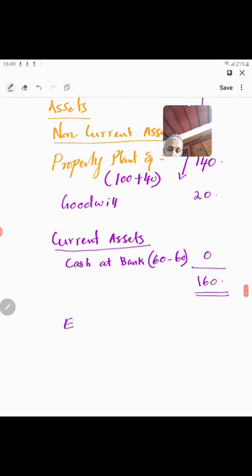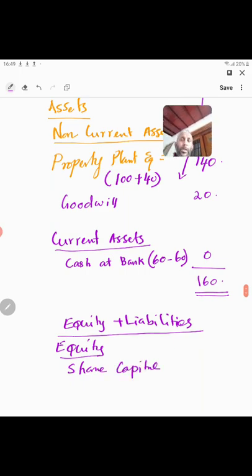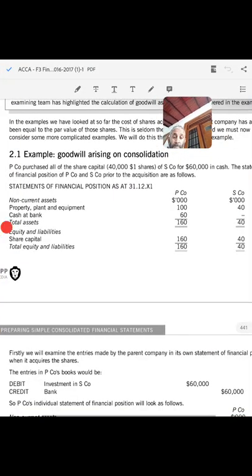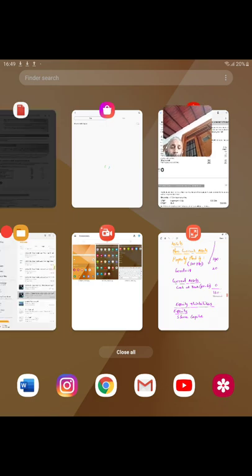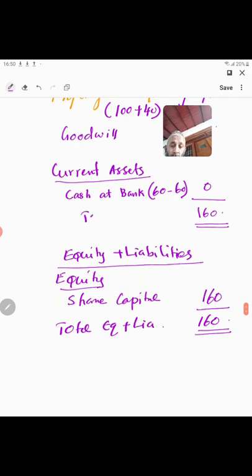Now we take the equity plus liabilities. Under equity, we have the share capital of the parent company only. That is another rule of thumb. When we prepare the consolidated statement of financial position, we only have to take the share capital of the parent. The share capital of the subsidiary has been netted off against the investment of the parent. So the share capital of the parent is 160, and no other items such as liabilities or anything else. So we take this total. So this is total equity and liability, and this one total assets.